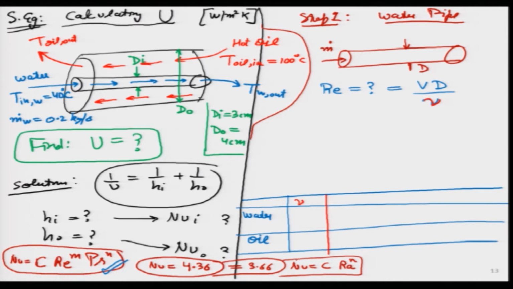The water value, if we look from the table, it turns out to be 10 to the power minus 5, and for oil it turns out to be 2 into, oh I am sorry, this is for oil. So, let me erase over here. For water the nu value is 6.5 into 10 to the power minus 7. So, we can see clearly oil is highly viscous compared to the water.